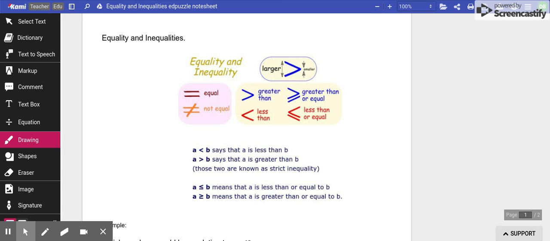This is an introductory video on equality and specifically inequalities. So when we talk about equality, we're talking about things being either equal or not equal. For example, we know 5 is equal to 5, and we know that 5 is not equal to 10.